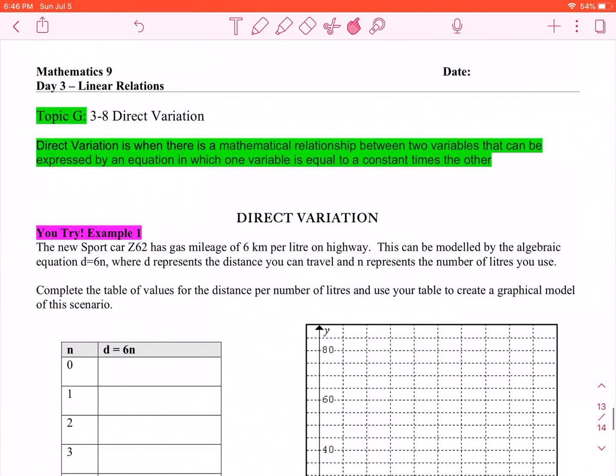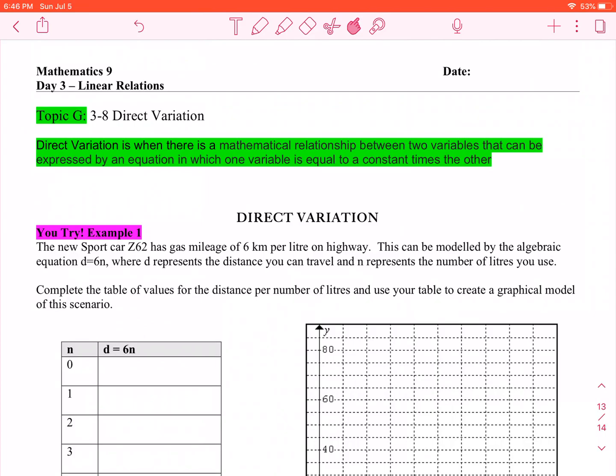Okay, direct variation. I'm just going to go over what the idea of direct variation is because tomorrow we're going to be looking at it a little bit more closely. So direct variation is when there is a mathematical relationship between 2 variables that can be expressed by an equation in which one variable is equal to a constant times the other. So for instance, if you have a part-time job or are looking into part-time work, for every hour that you work, you earn a certain rate of money.